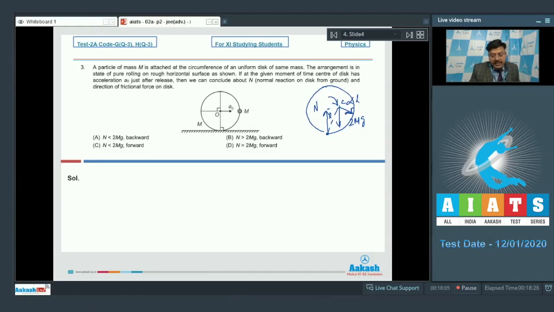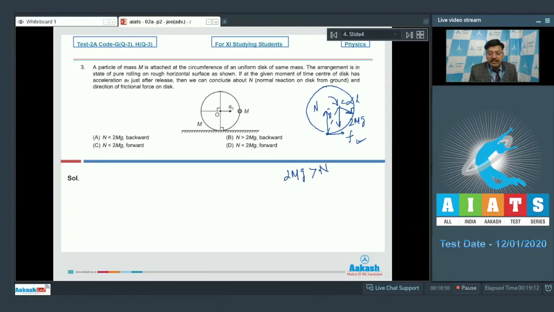So we can see that the center of mass has acceleration which has a vertically downward component and a horizontal component towards right. Now the center of mass has a horizontal component towards right, which clearly means that the friction has to be acting towards right for this to happen, because there is no other horizontal force on the system. So that means friction is acting towards right, which is what we call the forward direction. It's going to move towards right. And since the center of mass has a vertically downward acceleration also, it clearly means that 2 mg is greater than the normal reaction.